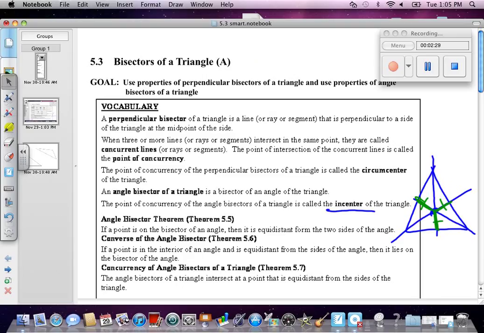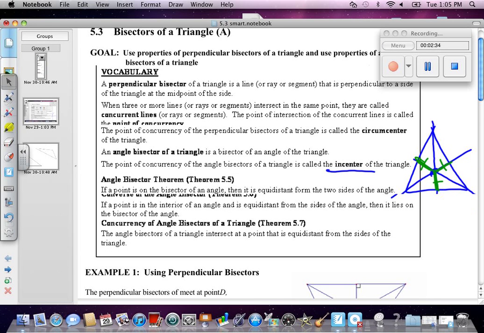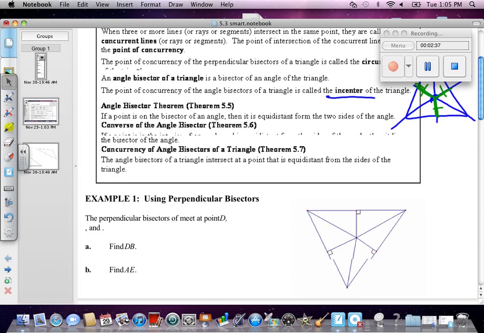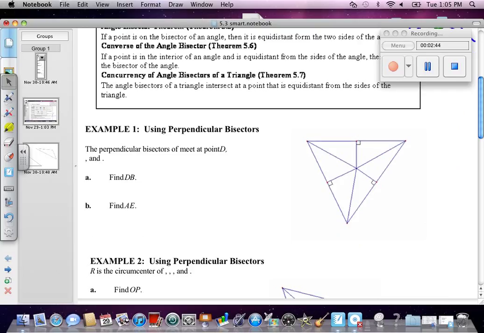example 1. We're going to look at the perpendicular bisectors of triangle ABC meeting at point D. We know the points A, E, B, D, F, C, and G. We know that A to B, this whole thing, is 22. We know that A to D is 14. Okay? We want to find D to B.